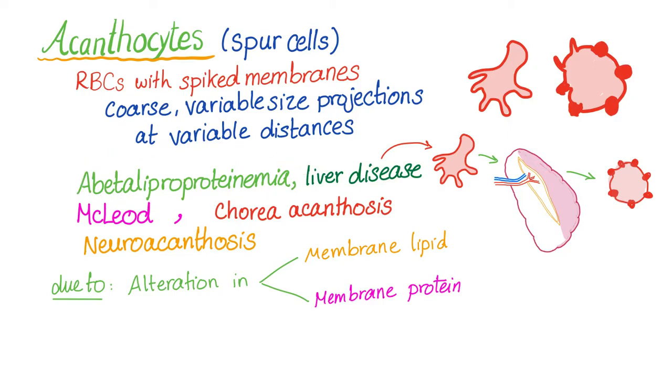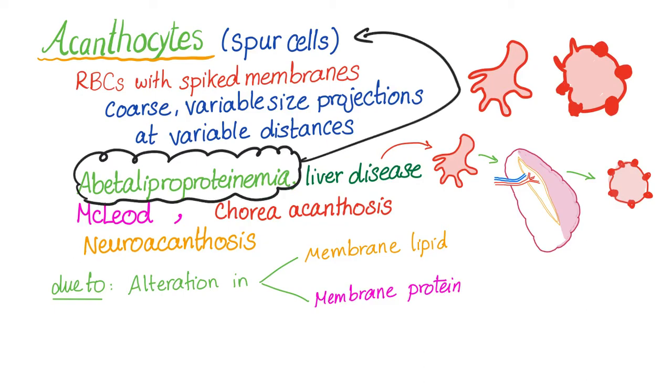Please don't forget abetalipoproteinemia, which is a rare autosomal recessive disorder, a deficiency in apolipoprotein B48 and B100. There's a problem with chylomicrons and VLDL. Okay, what else? Liver disease, McLeod syndrome, chorea acanthocytosis, neuroacanthocytosis. They're very rare diseases, but if there's anything that you can learn from here, it's that abetalipoproteinemia causes acanthocytosis.